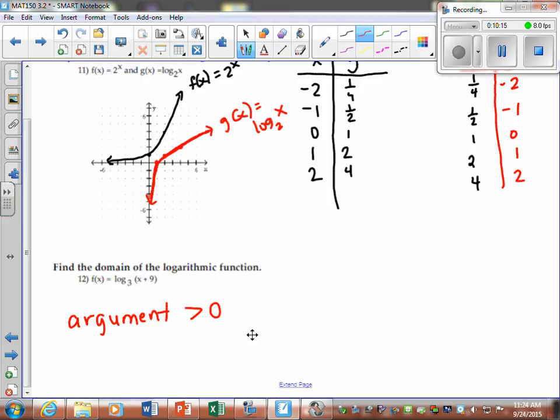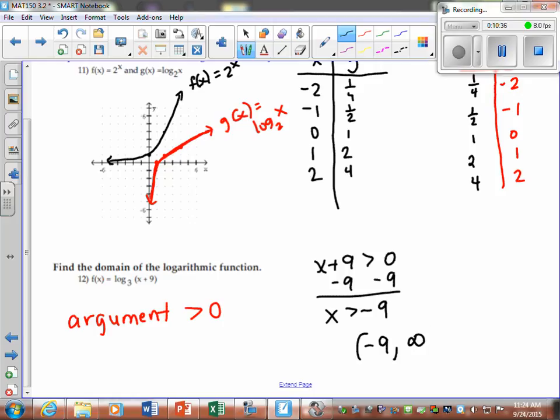So to solve for the domain of this one, we're going to say x plus 9 must be greater than 0. Okay, so then we solve this, and we know that x must be greater than -9, which if we were to put this in interval notation, it would be from -9 to infinity. So the domain of this is going to be from -9 to infinity.